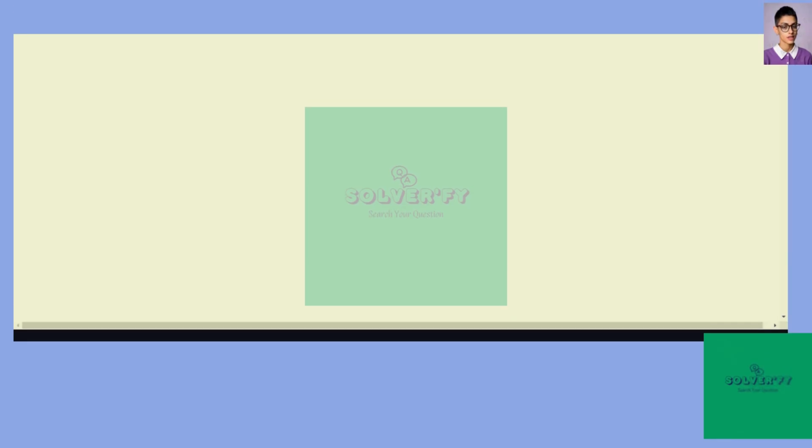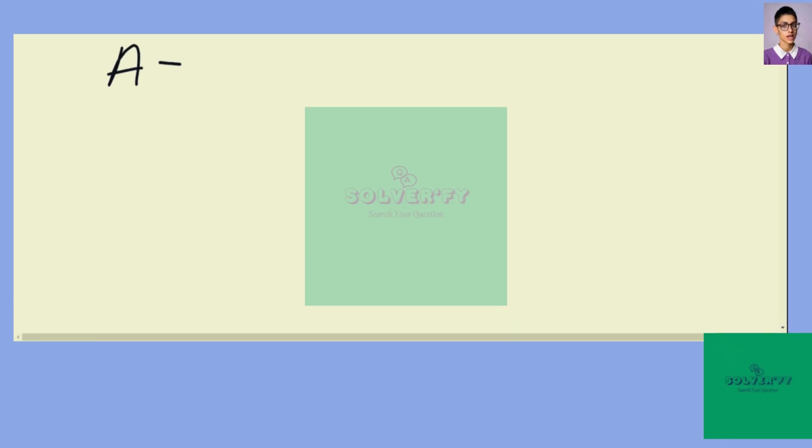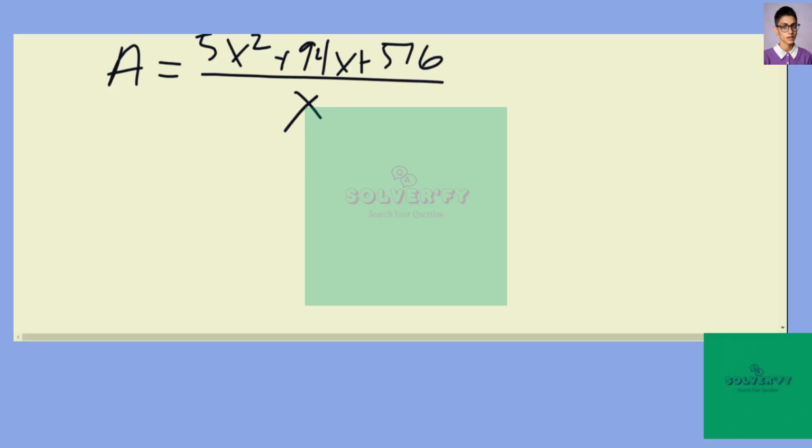So the first thing this problem asks is for you to get the A function, and you can get that just by plugging in the C function on top. So 5x squared plus 94x plus, I believe that is 576, and then all of that divided by x. That gives you a vertical asymptote at x equals 0, and you will get a slant asymptote. You can do term by term division to get that, and that's going to be y equals 5x plus 94. So this is for later if you want to graph it.